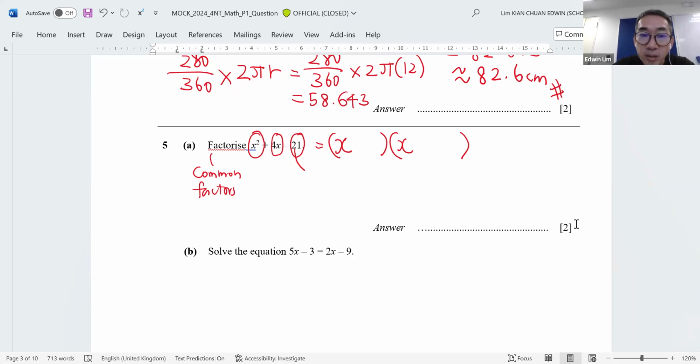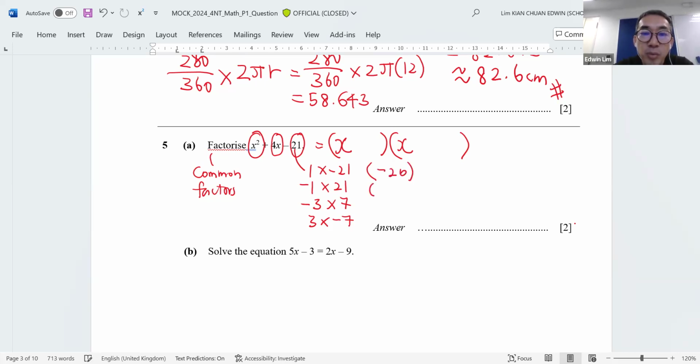Negative 21 has several factors. How to get 21? 1 times negative 21, negative 1 times 21, or negative 3 times 7 and 3 times negative 7. I have 4 sets of numbers. So which set should I use? How do I define it? I will add the two factors together. 1 plus negative 21, I will get negative 20.